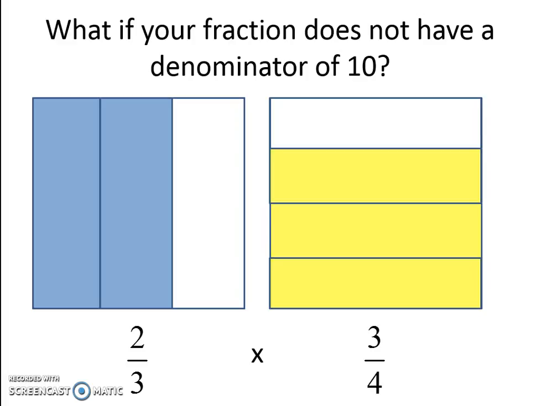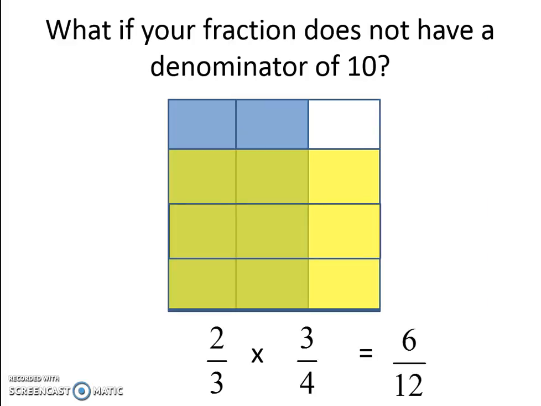Let's look at another one. 2/3 times 3/4. In my first model, I shade in 2 out of 3 because 3 is my denominator, so I need 3 equal pieces, and I shade in 2. In my second model, I need 4 equal pieces, and I'm going to shade in 3. When I overlap them, think, how many pieces do you think I'm going to have when I overlap? And how did you get that answer? If you guessed 12, you were correct. Out of 12 pieces now, once I've overlapped them, I have 1, 2, 3, 4, 5, 6 shaded in.